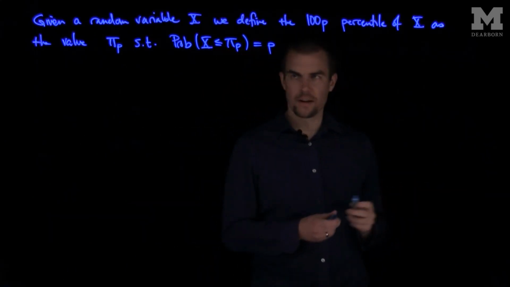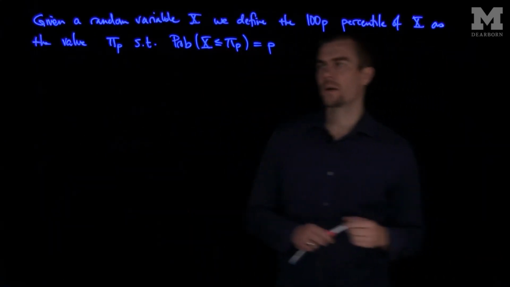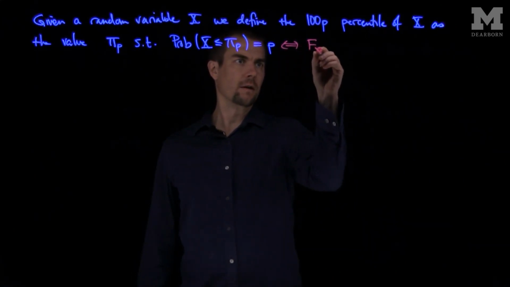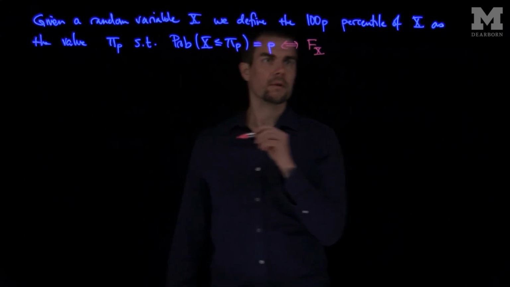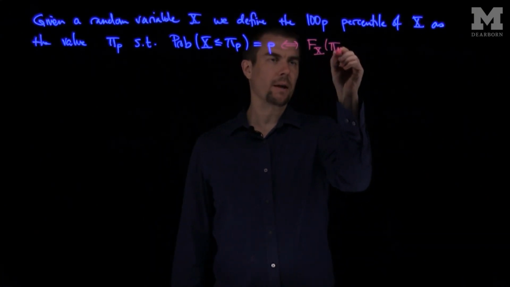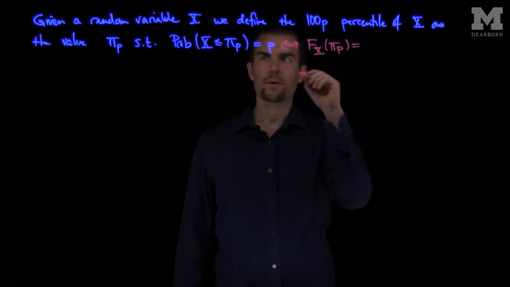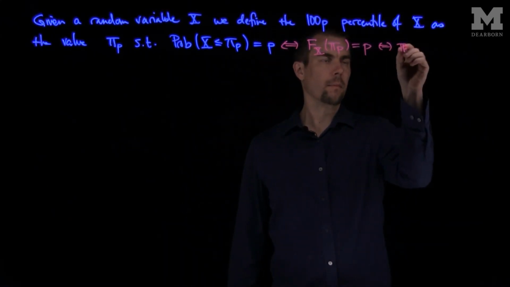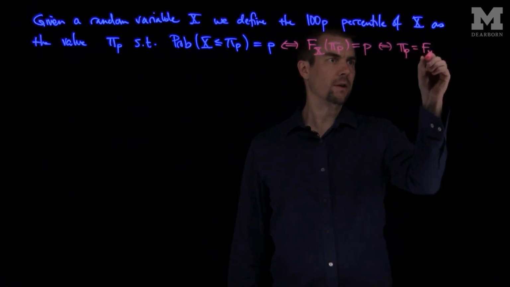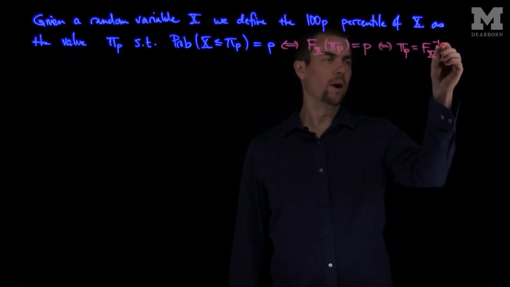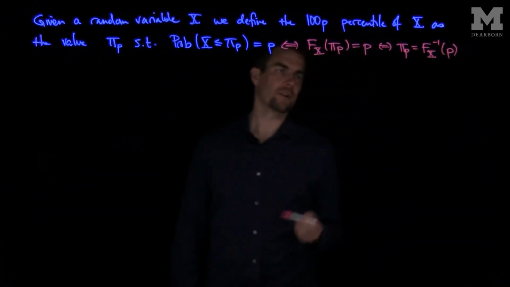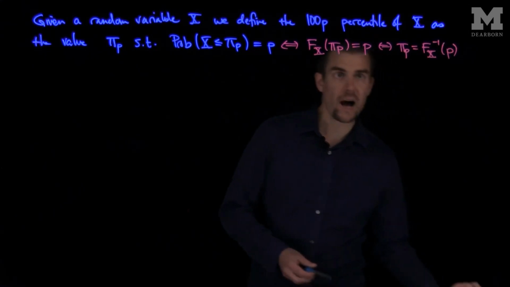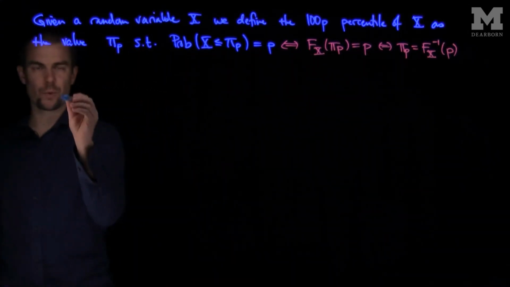Now, we can look at this definition and think of this analytically. This, of course, is equivalent to saying that the CDF of the random variable x at the value pi p is equal to p, or that pi p is the inverse of the CDF evaluated at p, because the inverse of the CDF exists as it is an increasing, non-decreasing function. Good. Now, we can think of this geometrically as well.